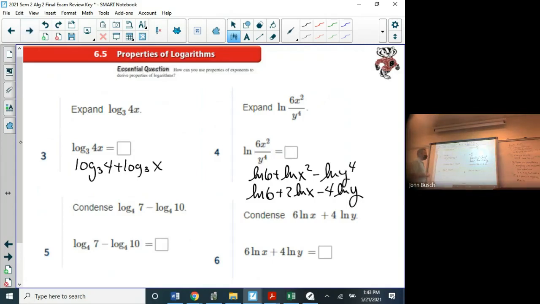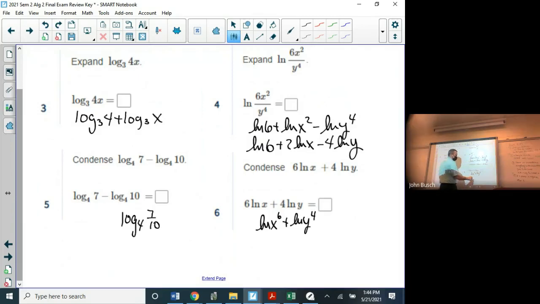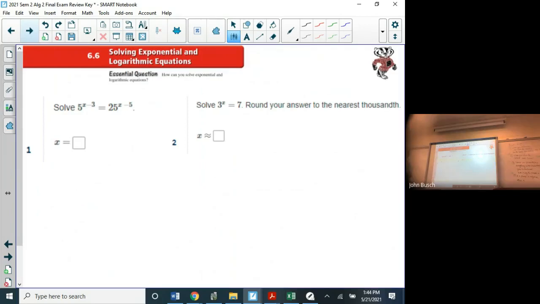And then if we're condensing it, this subtraction, we can write it as 1 log base 4 of 7 divided by 10. And if we're condensing it, each one of these coefficients we can use as a power. So we have the natural log of x to the 6th plus the natural log of y to the 4th. And now we can write this as just 1 log, natural log of x to the 6th times y to the 4th. And that's inside the log. And we're at 6.6, last section.